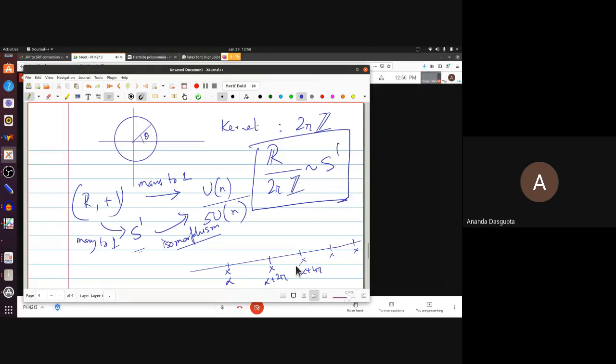Then what do you say? You say, why don't you just identify all these elements and call them the same element? That's exactly what quotienting is. You identify a bunch of elements together and say, they look like different elements in R, but I'm going to put all of them together in one bunch and call them one element of my new group. That is exactly how the homomorphism becomes an isomorphism.